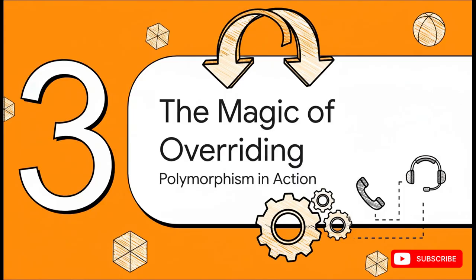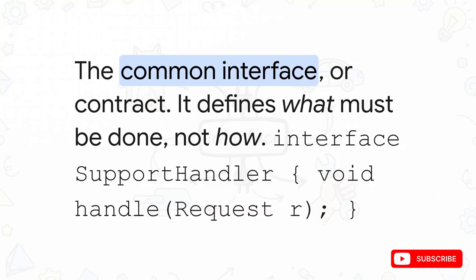And this brings us to method overriding. This is the engine that makes runtime polymorphism go. So let's translate our call center idea directly into code and see this magic happen right before our eyes. First things first, we define our one number. In the world of code, this is an interface. You can think of it as a contract or a set of rules. All it says is, hey, anyone who wants to be a support handler must have a method called handle. It doesn't care how you handle it, just that you promise you can.